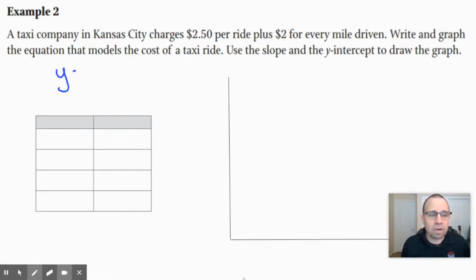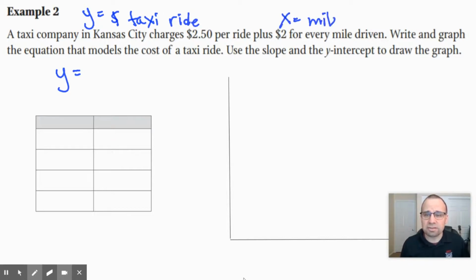So no matter what, y is going to stand for the cost of the taxi ride. You should always do that. What does x stand for? What does y stand for? And then x is going to be the number of miles driven.